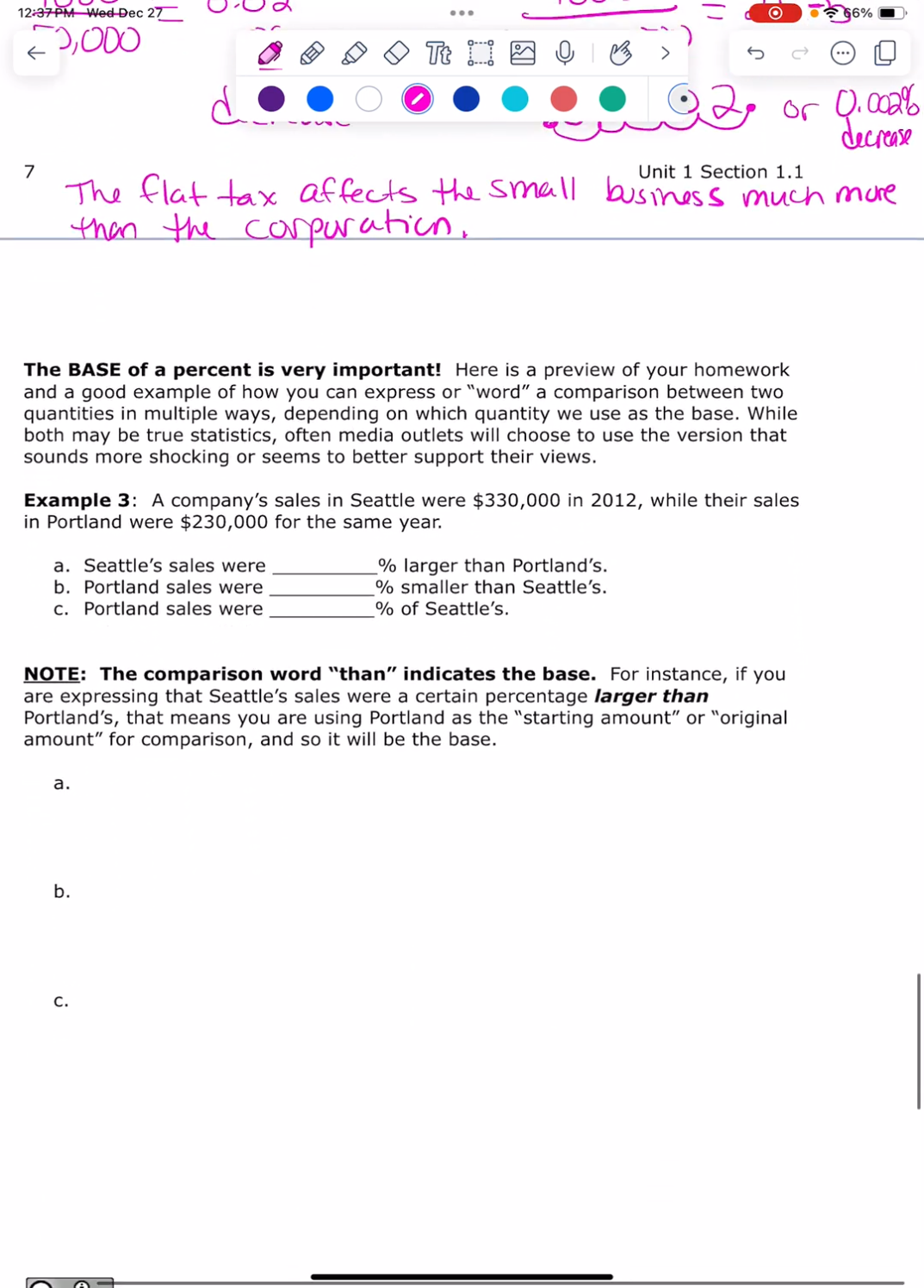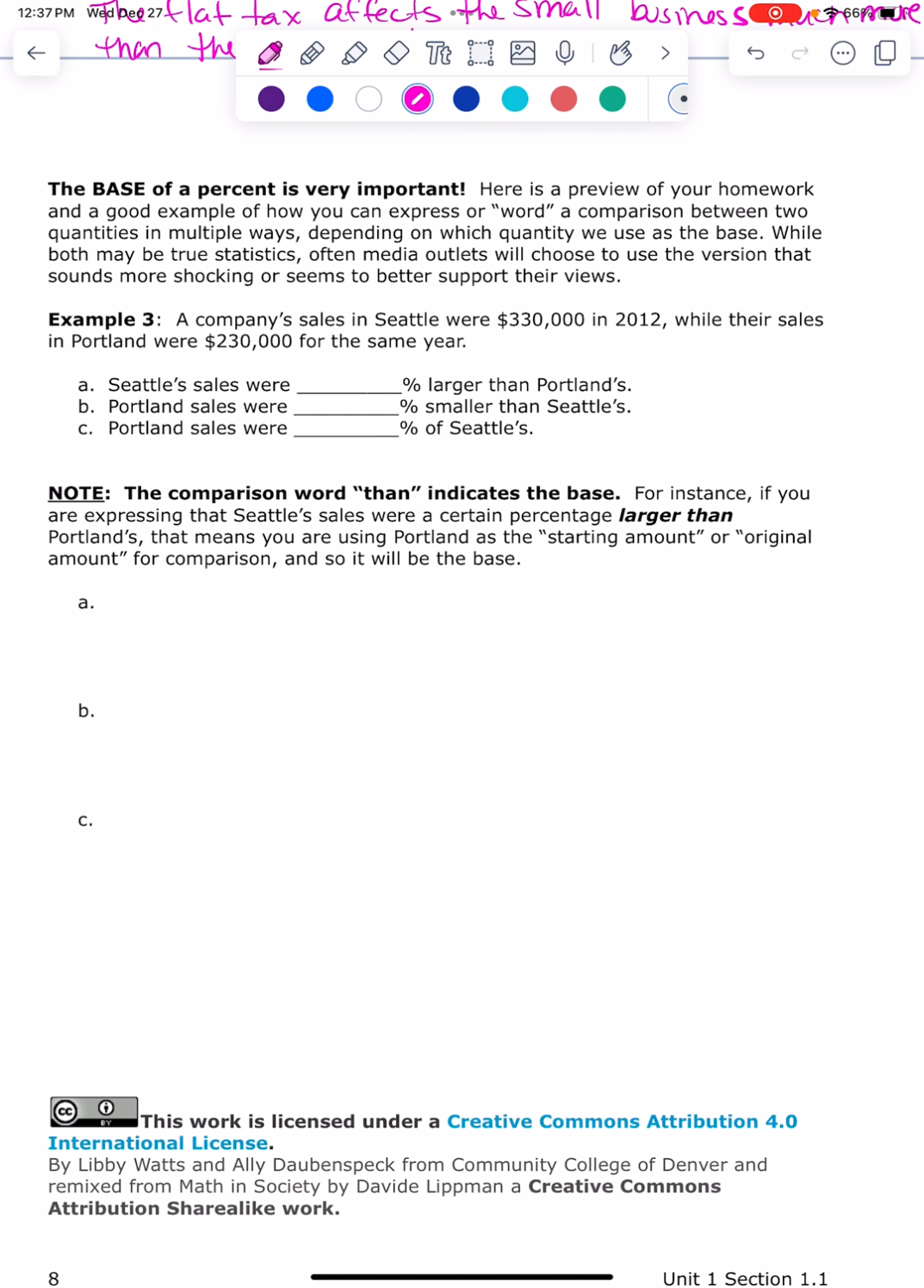The base of a percent is very important. So this is a homework problem that I always get questions on, with company sales in Seattle compared to Portland. Expressive word comparison between two quantities. Depending on which quantity we use as a base, while both may be true statistics, often media outlets will choose to use the version that sounds more shocking or seems to better support their views. So you can represent things in different ways, and the media will choose which one sounds more dramatic.